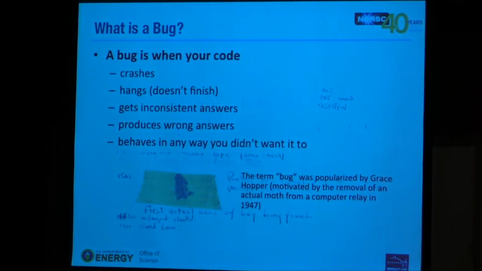So debugging. We've all used the word. We all know, what is a bug? Well, a bug is if your code crashes, if your code doesn't finish, it just hangs and never does anything, or gets wrong answers or inconsistent answers. And legend has it that the origin of the popular term bug was this moth that got caught in a computer relay in 1947. True or not, I don't know.